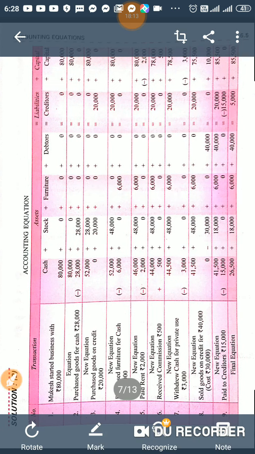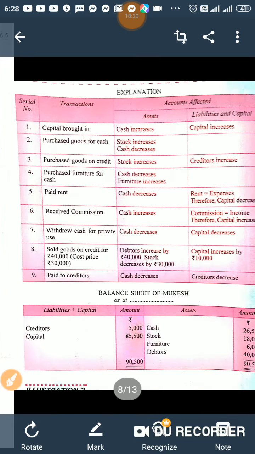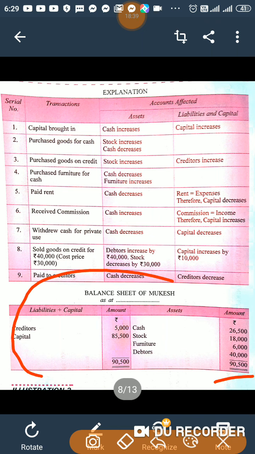If you see the final equation, cash is 26,500. Now this is also written as 26,500. In the same way, stock balance is 18,000, furniture 6,000, debtor is 40,000. Now the total is 90,500, and at the same time creditor 5,000, capital 85,500, total 90,500. So this is all about the accounting equation. On both sides, assets equal liabilities.